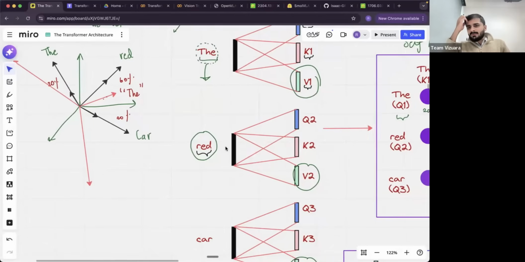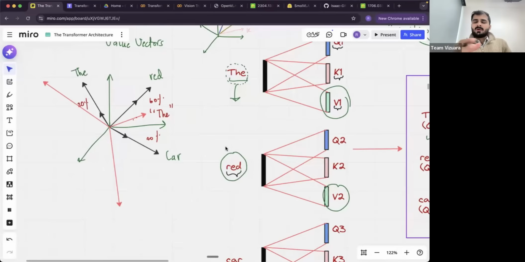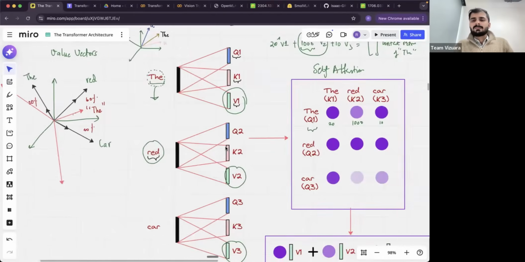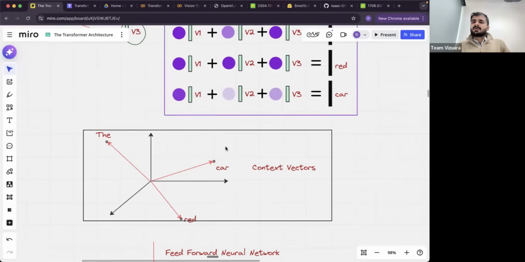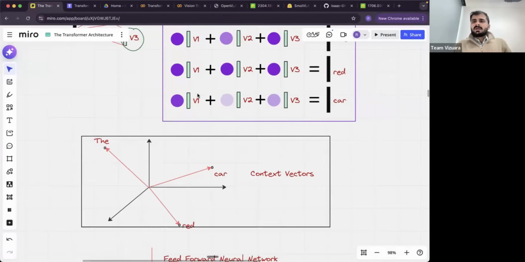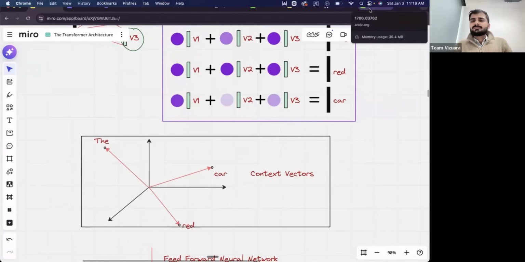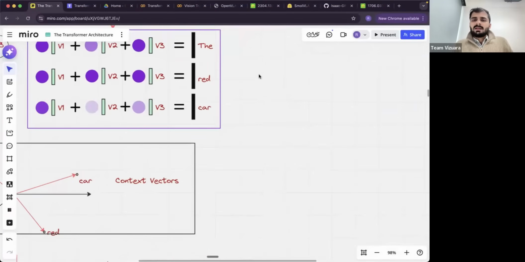In case you're not able to follow this textual explanation, you can always think about it geometrically. We are taking a linear combination of all these vectors where the proportion assigned to each vector is determined by the attention scores. And then finally, we get these context vectors which capture the rich semantic information in the sequence. Now, this is something which is called a self-attention layer.